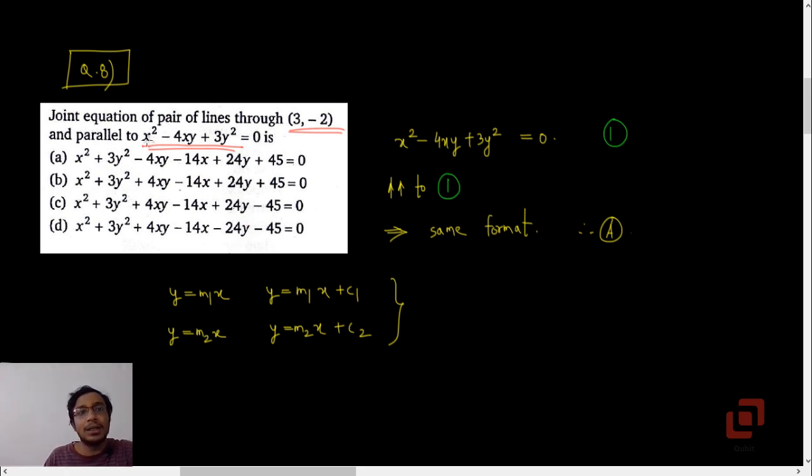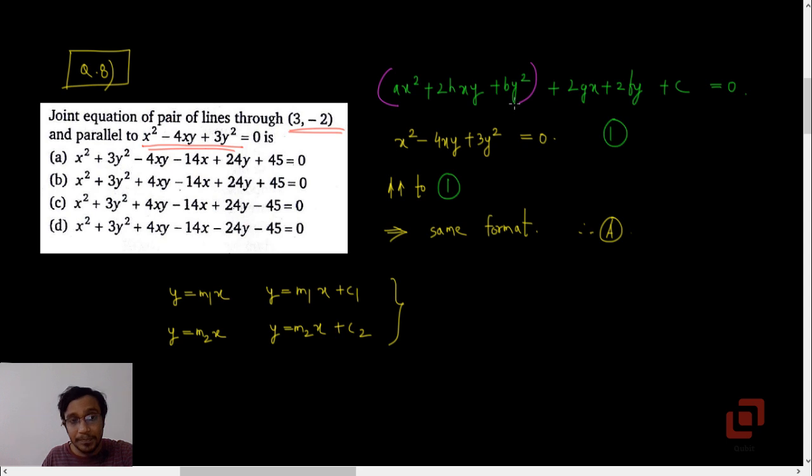Now remember that whenever we are finding the joint equation of pair of lines which are parallel to corresponding lines passing through origin, this part remains the same. That 2gx plus 2fy plus c part comes later. But this part is the same as that of the original equation, which means for the joint equation through 3 comma minus 2, we will still have a as 1, 2h as minus 4 and b as 3.